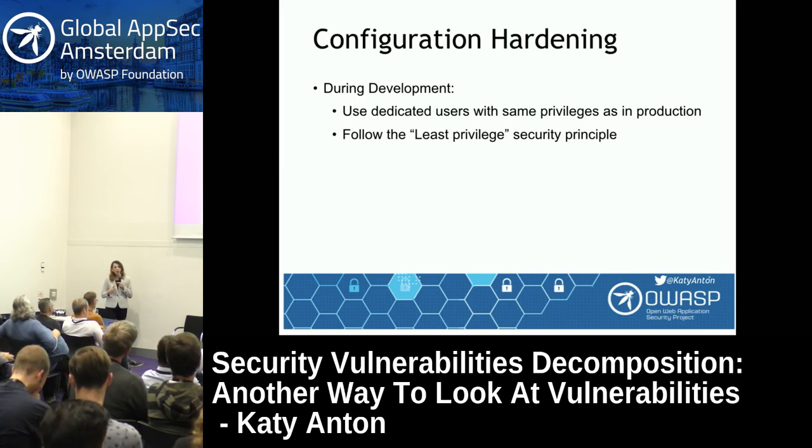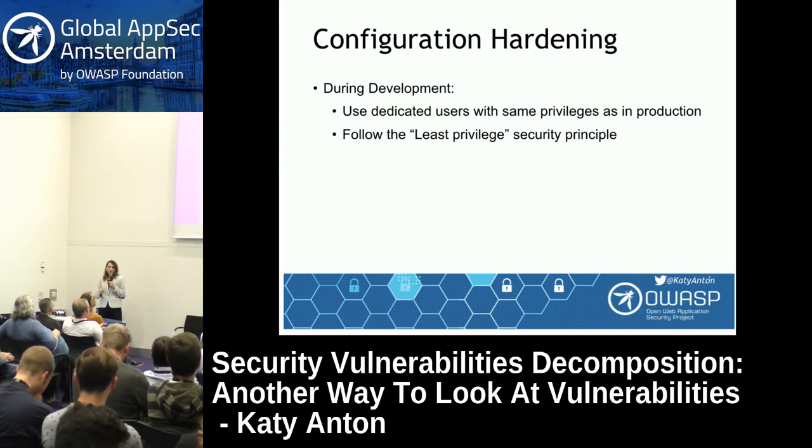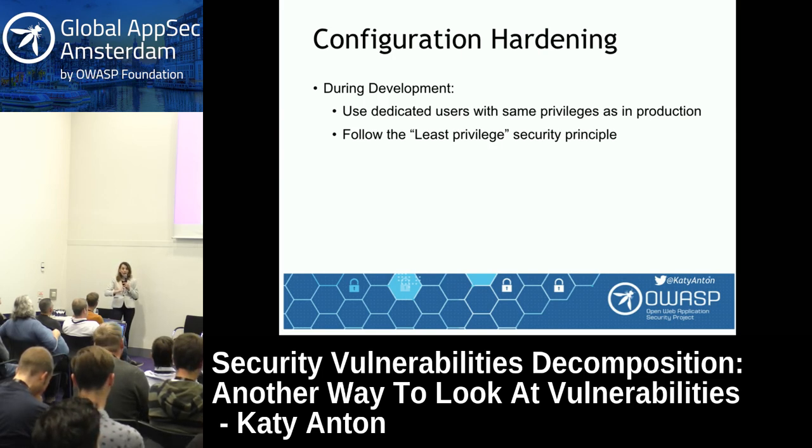Now, during development, ideally you, as a developer, would use the same users as in production. For example, the database user that is used in the development environment should have the same permissions as in the production connection. And the application user used in the development environment should again have the same permissions. And ideally, it should be a dedicated one. So if your application should access certain folders using only, for example, read permission, which would apply to configuration files, then this should be in the development environment as well as in production. So they should replicate in production as well.